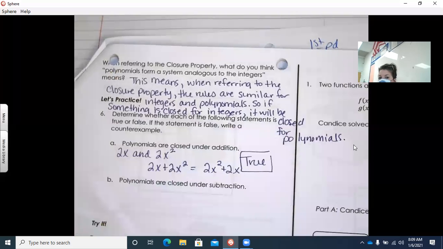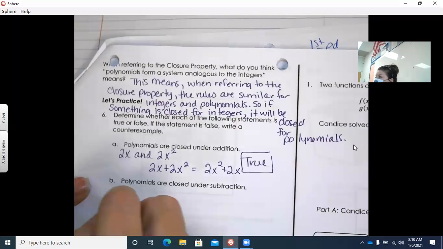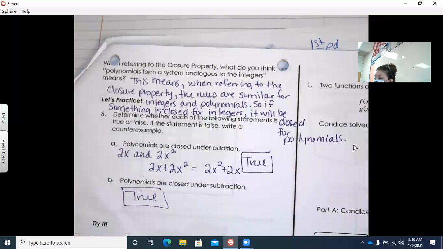Polynomials are closed under subtraction. Do you think that's true or false? If I subtract a polynomial from another polynomial, the result's going to be a polynomial. Or you think it's going to give me a negative exponent for a variable, or a variable in the denominator if I subtract them? No, you just combine like terms, right? It doesn't really change the exponents at all when you subtract polynomials. So this is true as well. Isn't that telling us that integers are also closed under addition and subtraction, given what we just wrote at the top of the page?